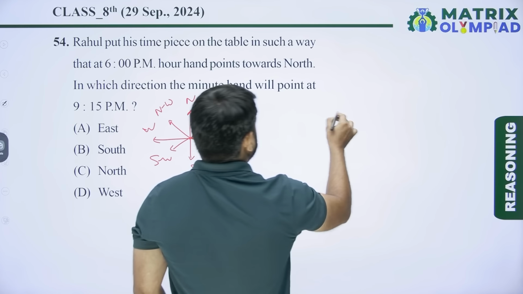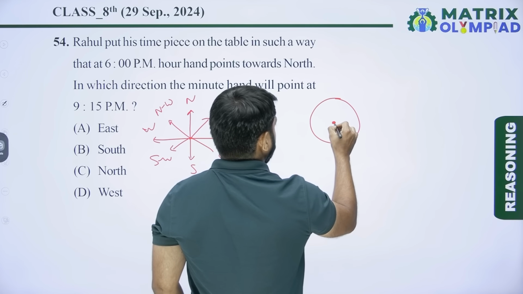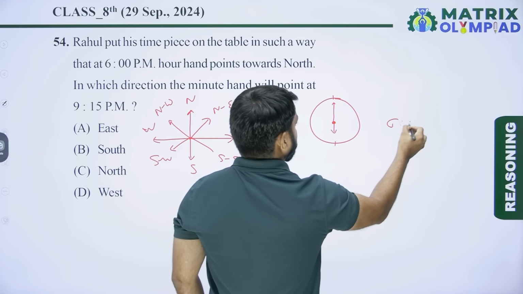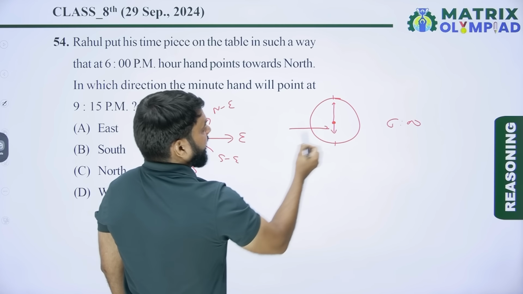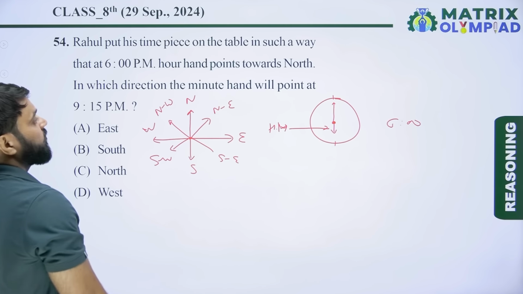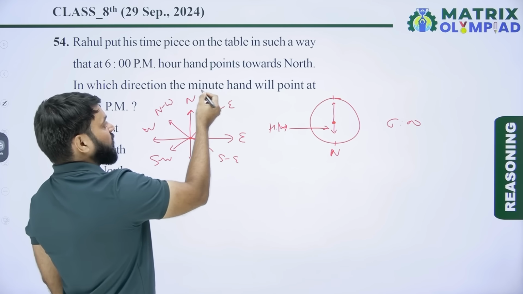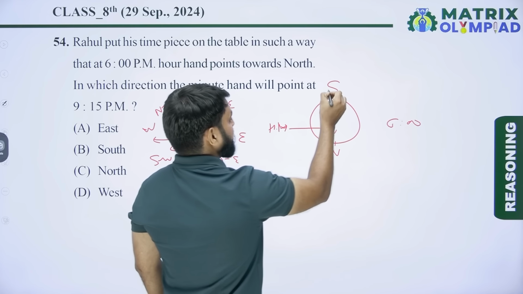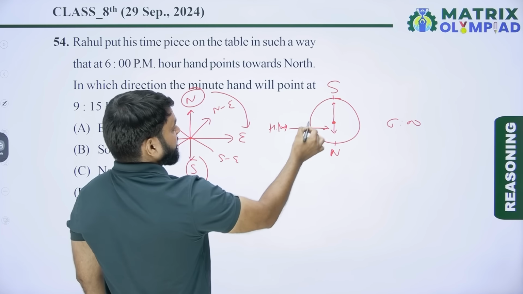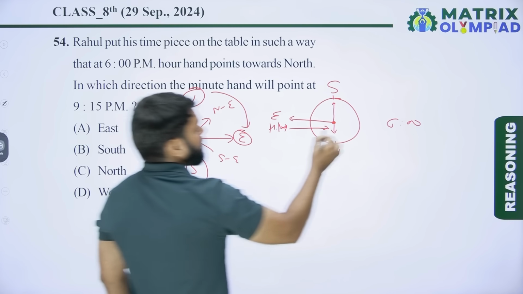Okay, now according to the question, time is 6 p.m. This is the hour hand and this is the minute hand. Now the hour hand shows the direction of south, so this is the south, and the opposite direction of south is north. So this is the north, and 90 degrees clockwise of north is east. So here is east. Now opposite of east is west. So this is the west.